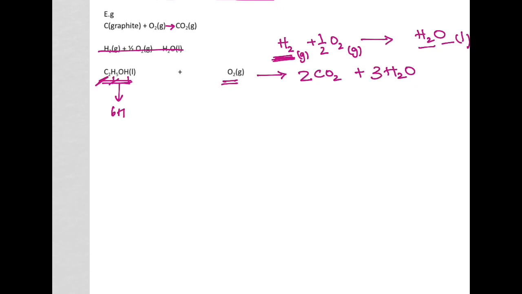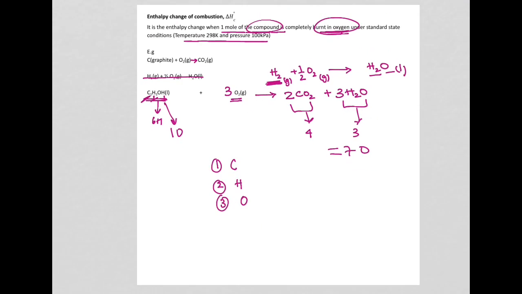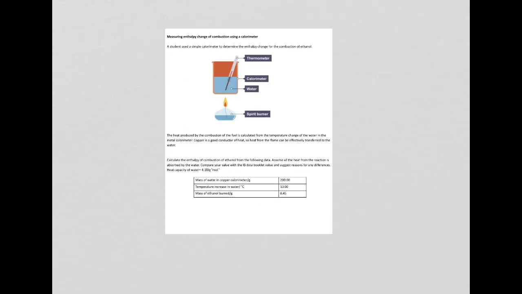And then there is 1 oxygen here and 4 oxygen here and 3 oxygen here. So that's 7 oxygen. So therefore, you need to have 6 oxygen here. So when you're balancing these kind of equations, always balance the carbon, then you balance the hydrogen, and then you balance the oxygen. Now to find enthalpy change of combustion of a substance, you need to burn it.